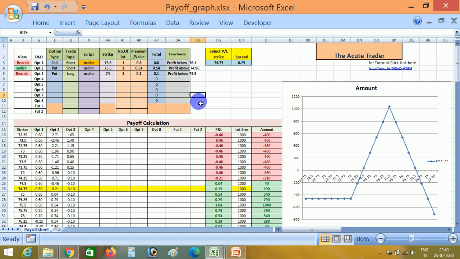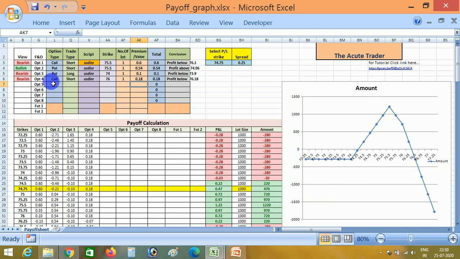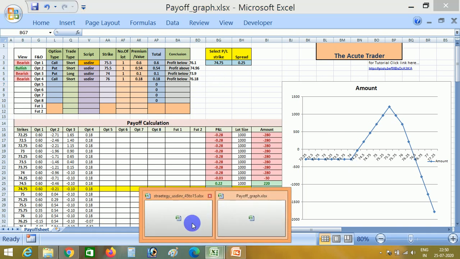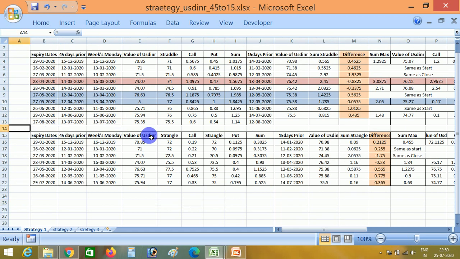So this is the first adjustment we are going to do to limit our loss on the lower side, on the lower slope. And the second thing we can do is short more calls on the upside, like the 76 call, which is trading somewhere at 18 paise, so that we gain some value from this short call, since USD INR is trading on the lower side. So these are the adjustments we can do in our straddle.